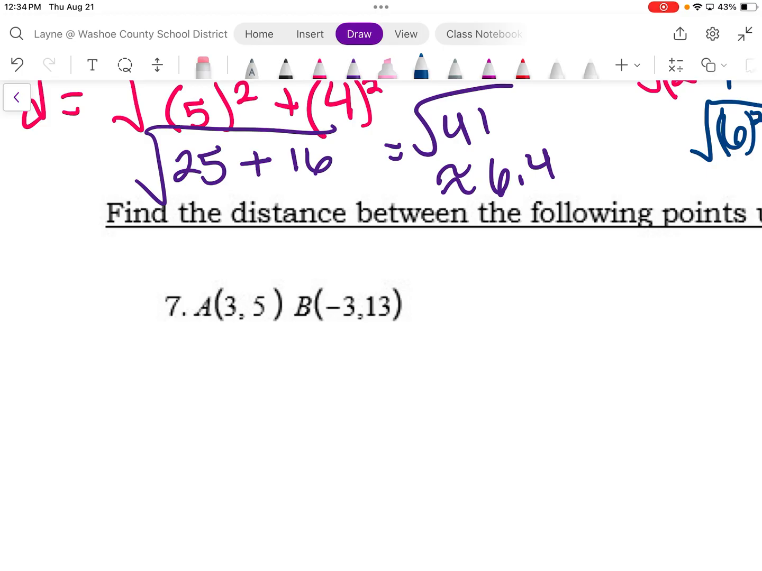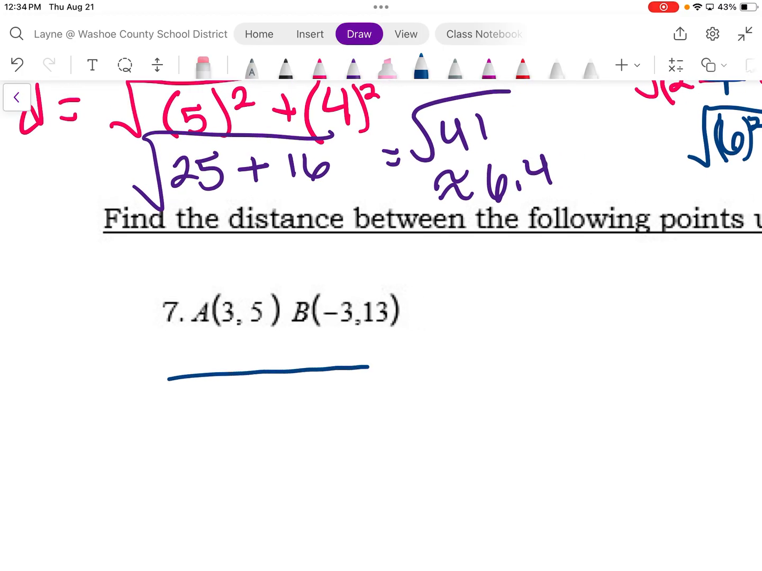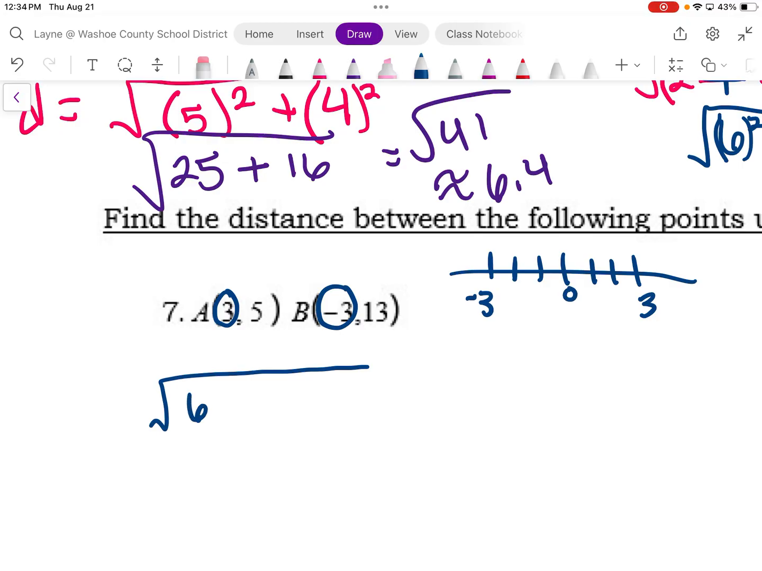So if we want to try to do this without the formula, we want to look at the distance between the x values. How far apart are 3 and -3? If you have a number line, 1, 2, 3, 1, 2, 3, this is -3, this would be 0. How far apart are those? They are 6 apart from each other. Let me square that. And then same thing with the y's. We want to see how far apart are the y values.